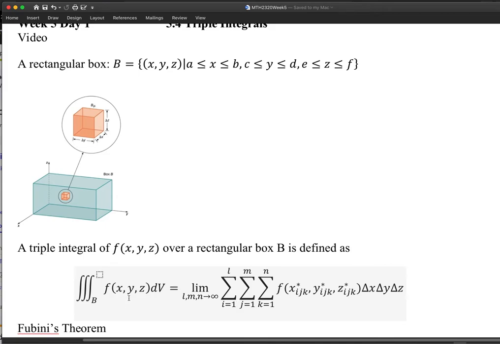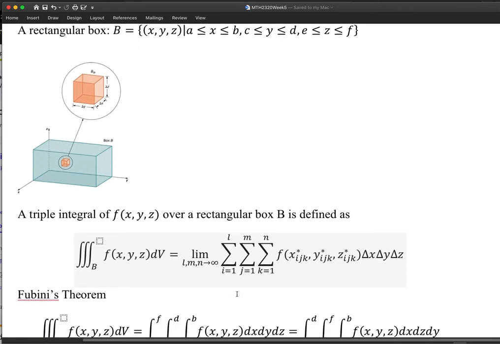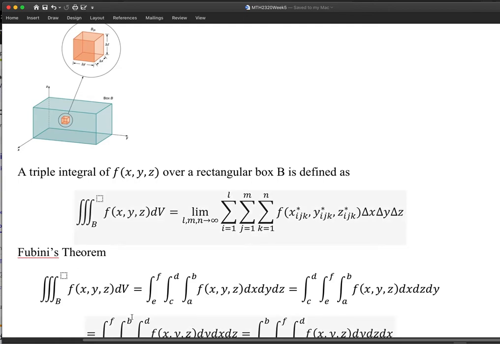Usually, to calculate a triple integral, we don't bother with this definition. It's too complicated. But we do have a relatively easy and efficient way to evaluate a triple integral. This is the so-called Fubini's theorem for a triple integral over a rectangular box. Again, such a triple integral can be considered as the total mass of a solid, and this function f should be considered a density function.